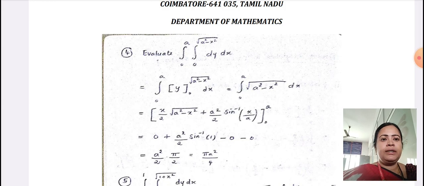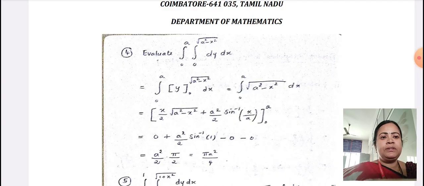So how will you integrate this one? You have to integrate it using the formula: integral of root of a square minus x square into dx is equal to x by 2 into root of a square minus x square plus a square by 2 into sine inverse of x by a, between the limits 0 to a.